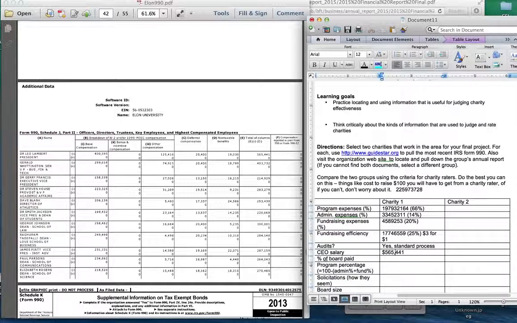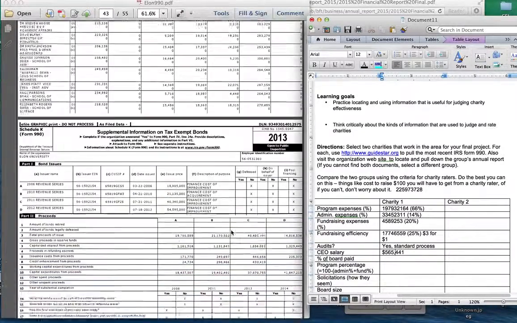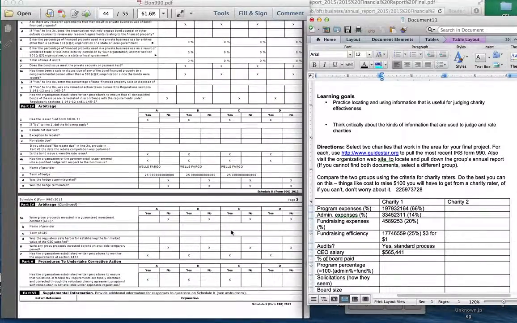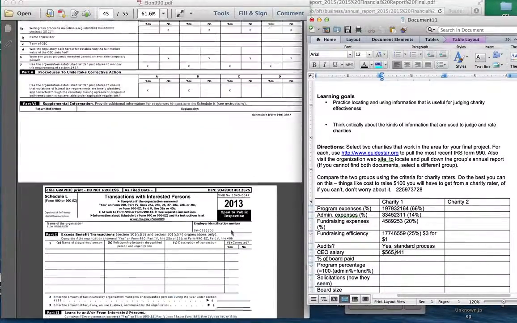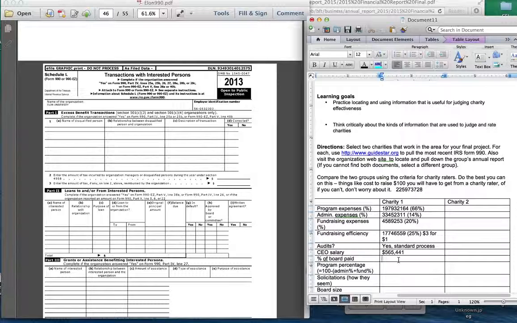Is that a lot of money? Maybe, maybe not. I would have to actually investigate and see what other college presidents at universities similar to Elon get paid. Secretly, if you do that, we're kind of average in that. Okay, as far as the percentage of the board that is paid, that is also here in the 990, and it's only like 2 people out of 30, so it's less than 10%.